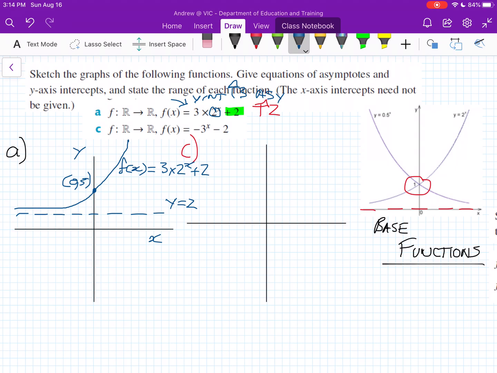So with our second one, I'll just get rid of what I've written up the top here. I'll do this one in red. So you'll notice here that we've got a negative out the front. Okay, so this negative actually flips it over our x-axis. And then we've got our negative 2 here. That means it goes down 2. So we go down 2 for our asymptote, and this flips on the x-axis.